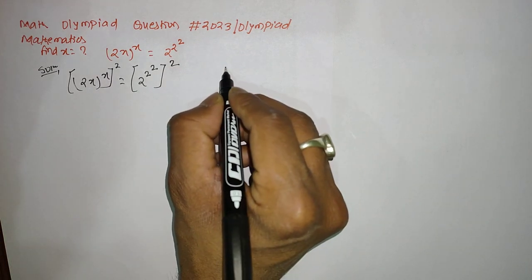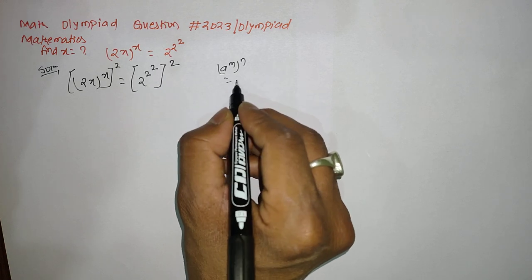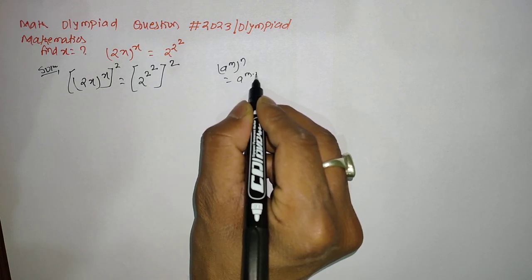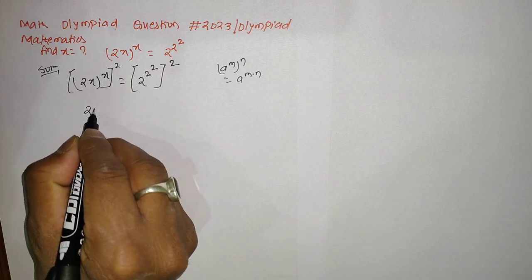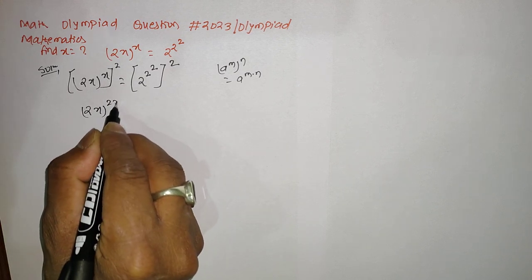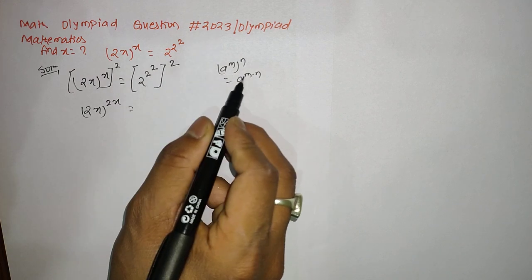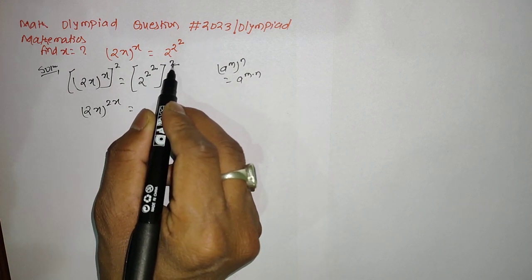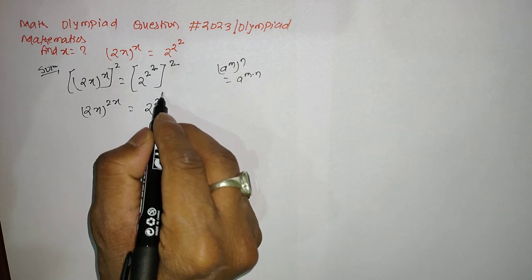According to the power rule, if a to the power m to the whole power n, then you can multiply the exponents, that is a to the power m times n. So same here, we can multiply this exponent, that is 2x to the whole power 2 becomes 2x to the power 2x according to this rule. Similarly here, we can multiply the exponents, that is 2 times 2. So 2 power 2, and this 2 times 2 will make 4.